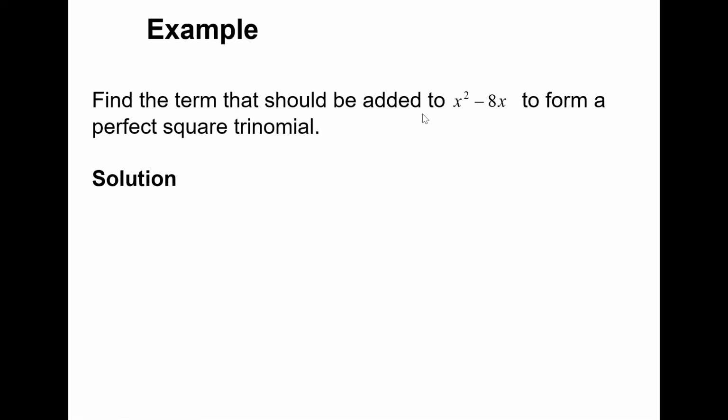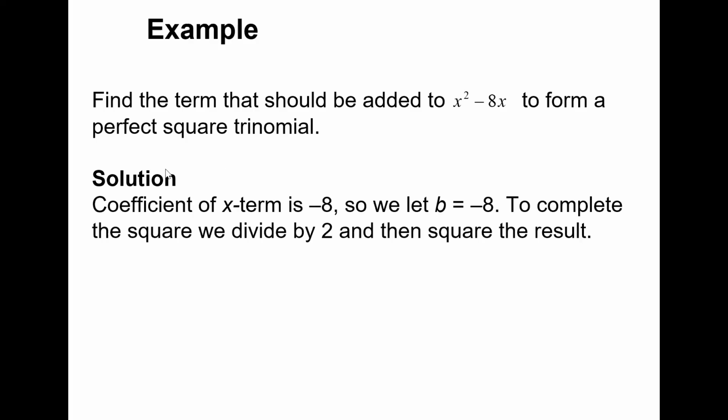All right, so here we're going to find the term that should be added to x squared minus 8 to form a perfect square trinomial. All right, so how do we do that?